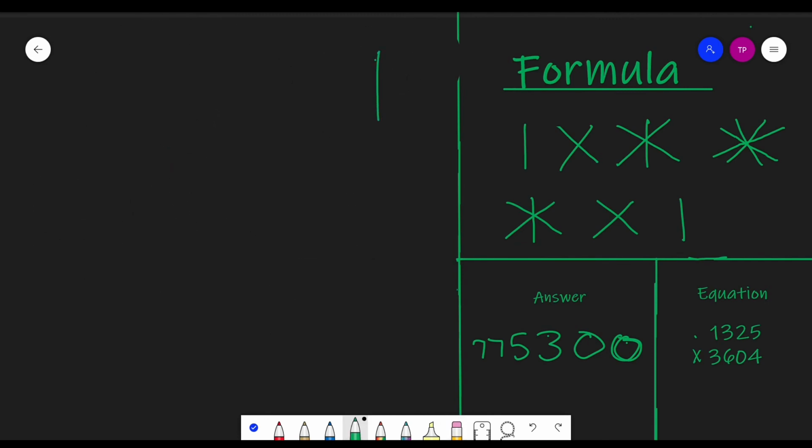And then our last and final step for this equation is going to be 1 times 3, which is 3, plus the 1 we carry forward, 4. So our answer is kind of stuck over here too. So I'm just going to write it down more clearly. It's going to be 4,775,300. So yeah, that's it for this video.